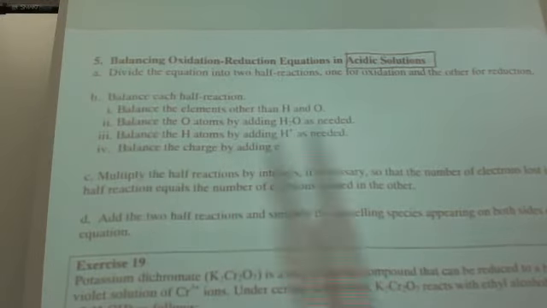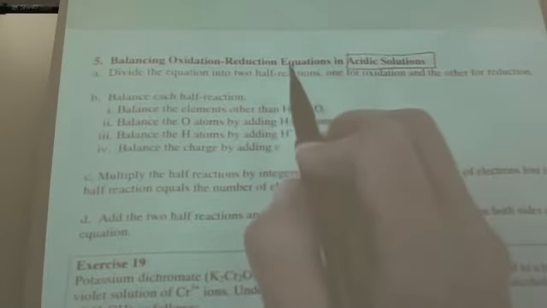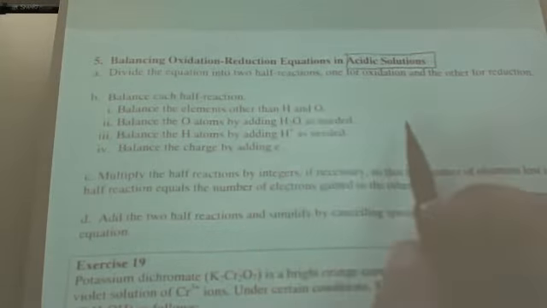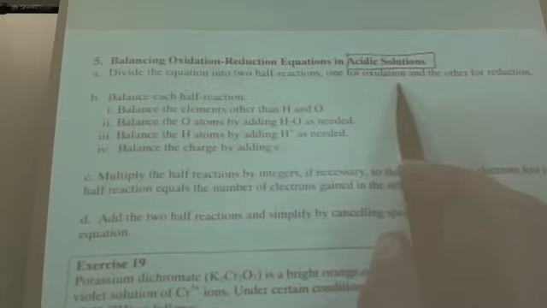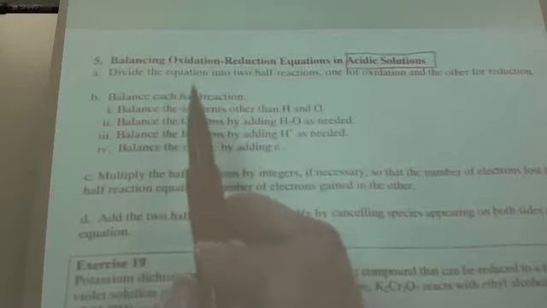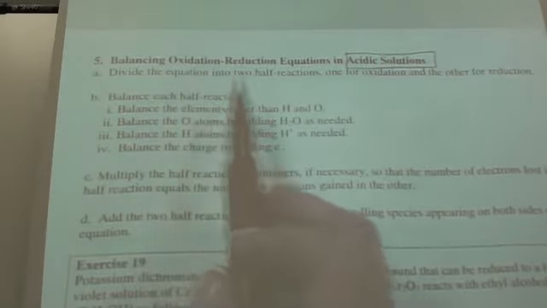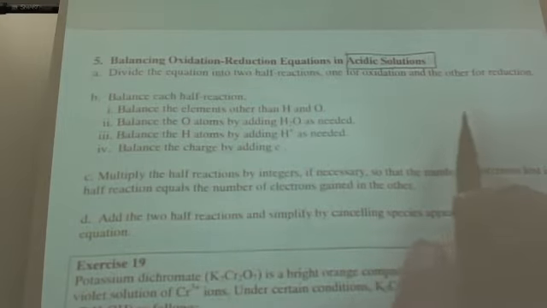You need to follow these steps as they're written, and then in one action, what you will do is balance for charge, so you'll balance the correct number of electrons, and you will also balance for mass. That's the regular balancing that you know how to do. So step one is to divide the equation into two half reactions, one for oxidation and one for reduction.